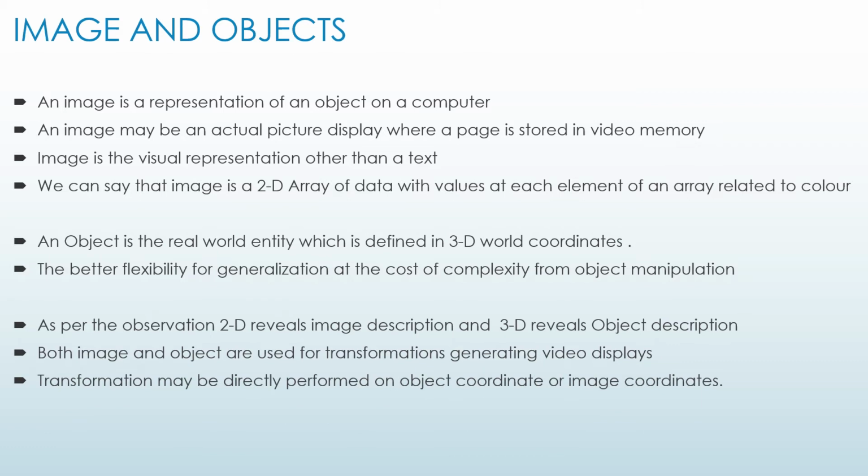The transformation may be performed directly on an object coordinate or an image coordinate. Anywhere you can do things, but the difference is that when we speak of an image, it is done in a two-dimensional format, meaning 2D arrays. When we speak of objects, it is done with the help of 3D real-world entities.